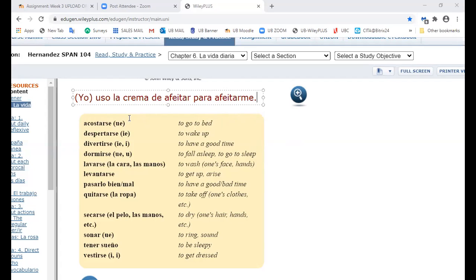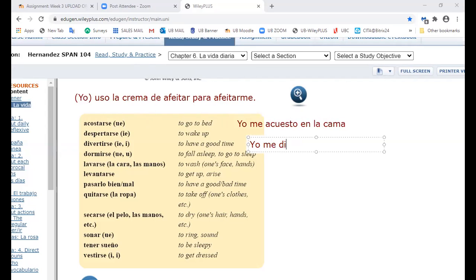Entonces acá tenemos, para acostarse, yo me acuesto en la cama, ¿no? ¿Sí? Yo me acuesto en la cama. ¿Sí? ¿Ve? Yo me despierto a las 8. We dealt with that. Divertirse. Yo me divierto mucho con mi familia.